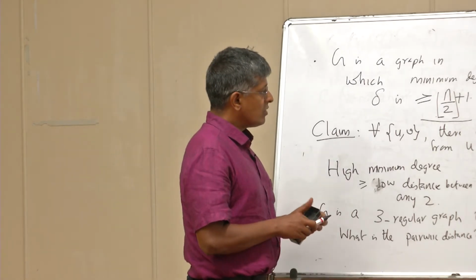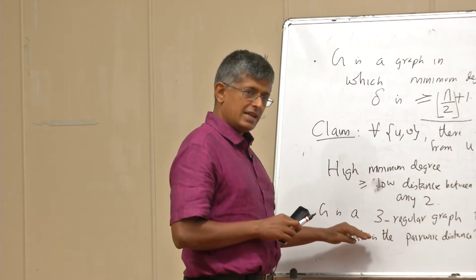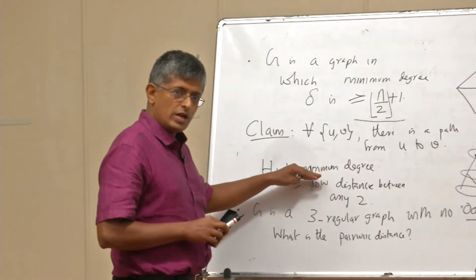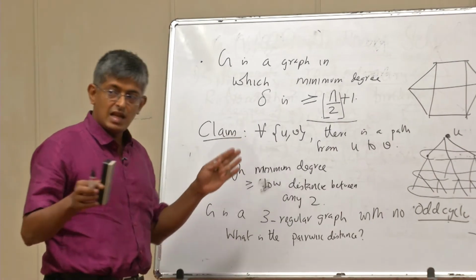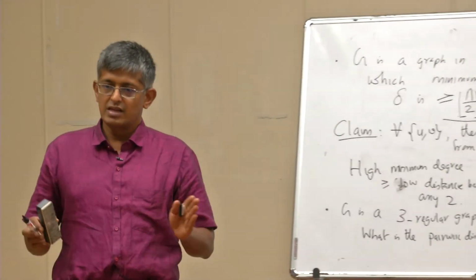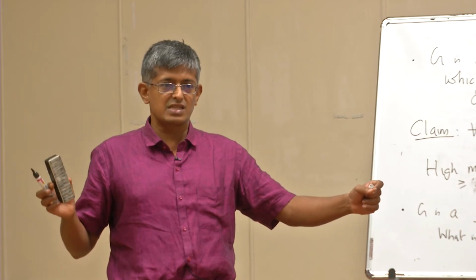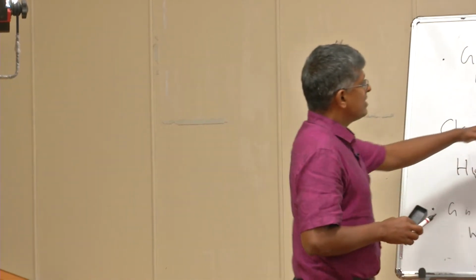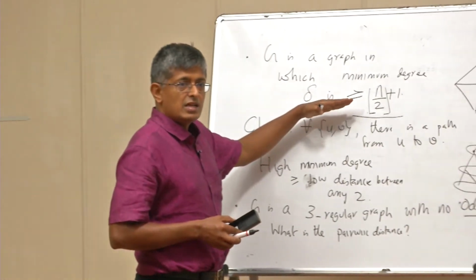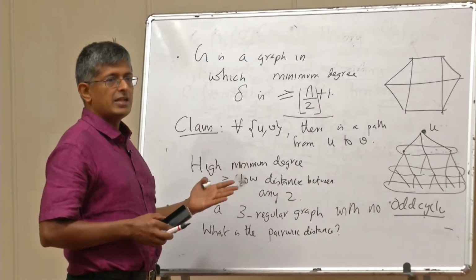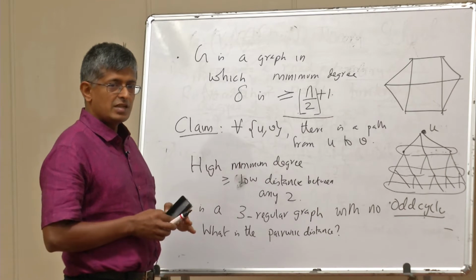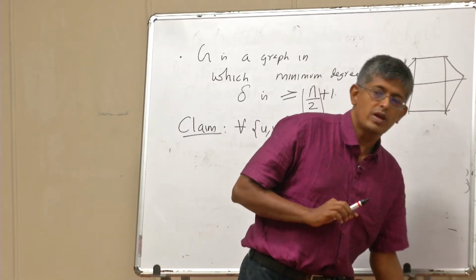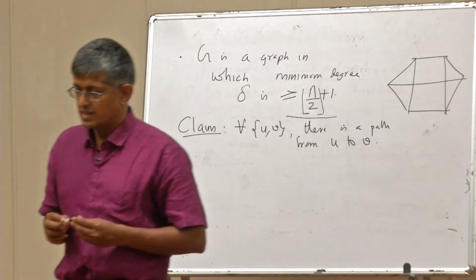I will change it a little later, but what I am pointing out is that you can have very low degree and still have very low diameter in the graph. Diameter means the furthest distance between any pair. Whereas here, you've got the feeling that if the degree is high, then the diameter is low. It is a sufficient condition, but it is not a necessary condition. So like this, just using the degree, you can prove a lot of structural properties.